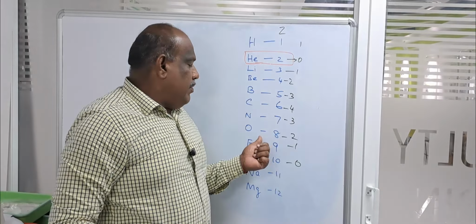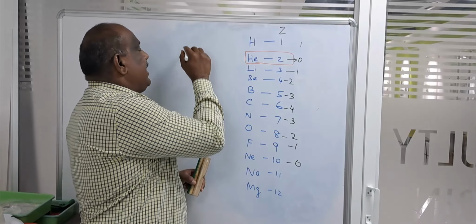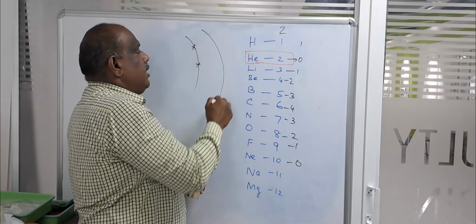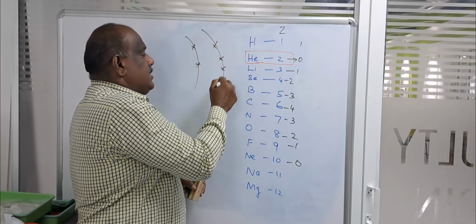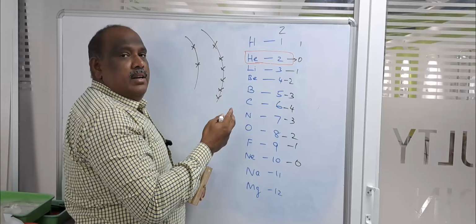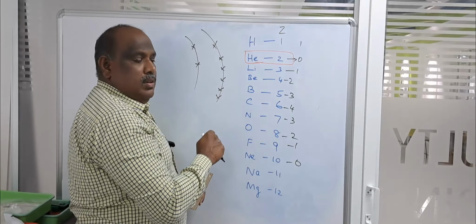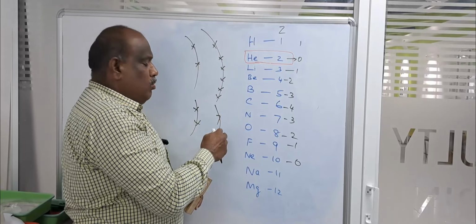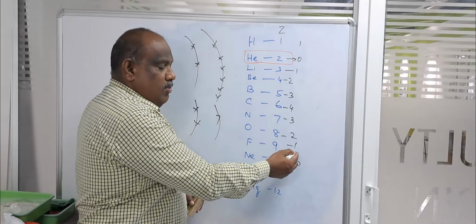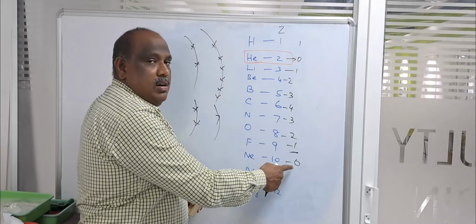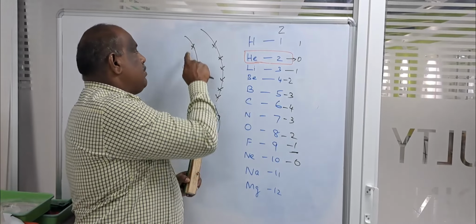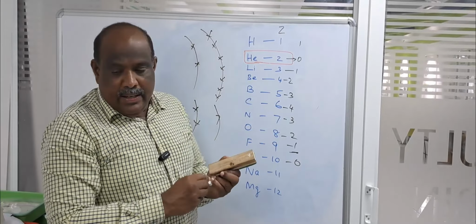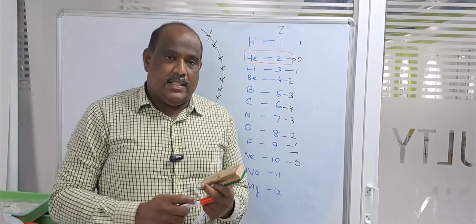The atomic number of oxygen is 8, which means there are 8 electrons. I am not writing the nucleus. The first orbit has 2 electrons. How many electrons in the second orbit? 6. So how many electrons are needed to become an octet? 2. So the valency is 2. Coming to fluorine, the first orbit is 2, the second orbit is 7. One more electron is needed, so the valency is 1. What about neon? 0. Why is neon 0? First orbit 2, second orbit 8. It already has an octet.